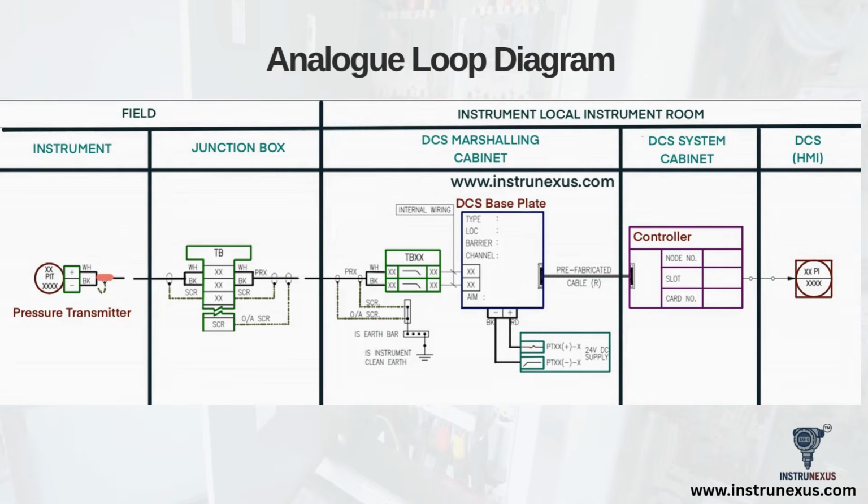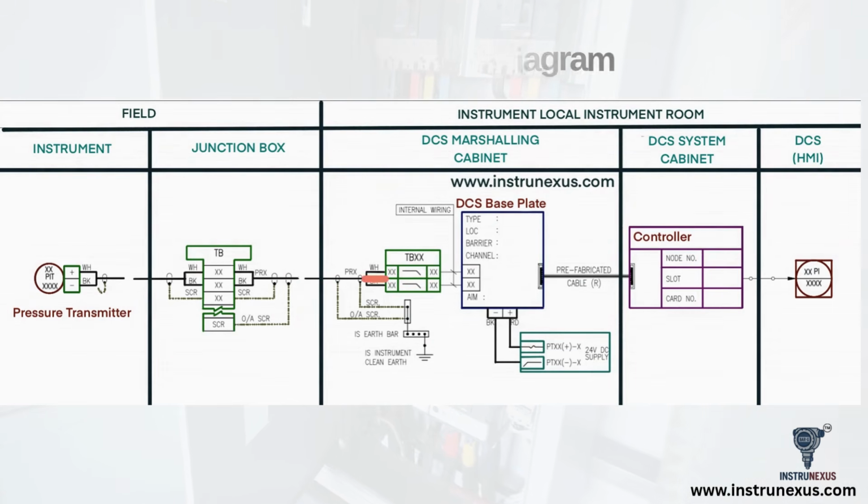This baseplate is connected by a prefabricated cable to the main controller card, which is slotted into the DCS system cabinet. Finally, the controller processes this information and sends the pressure reading to the DCS HMI, or Human Machine Interface, where the operator can monitor the process pressure.